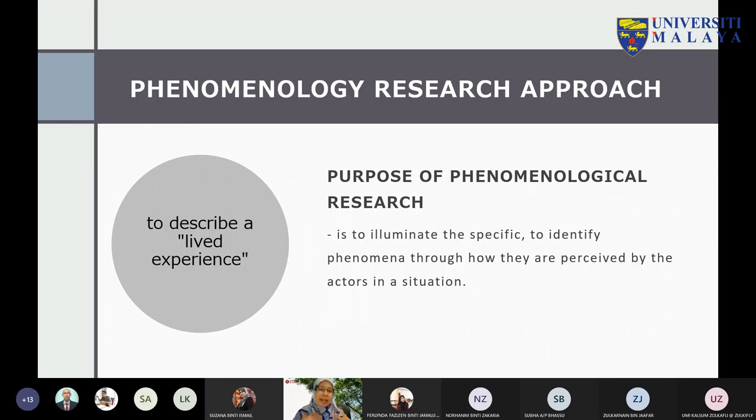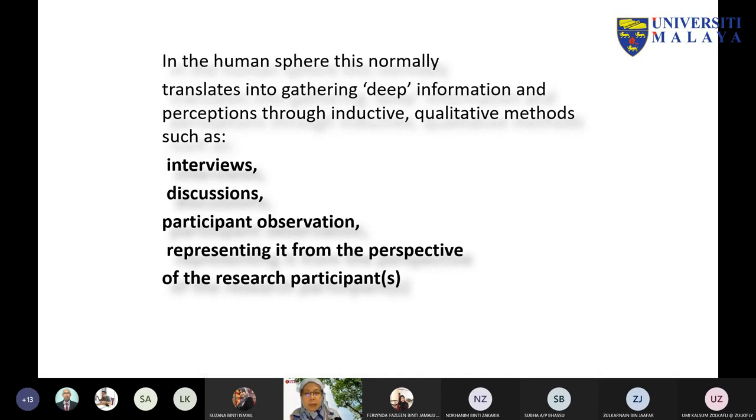The final is phenomenology, which is to describe a life experience. It looks like the same, like real life, daily, but all approaches have their significant terms of definition. Phenomenological research is to describe a life experience. So usually the participant is the actor. We perceive them as an actor in that particular situation. It's more deep, more close, the way that you study them. We do not call them participants. We call them actors that we investigate.